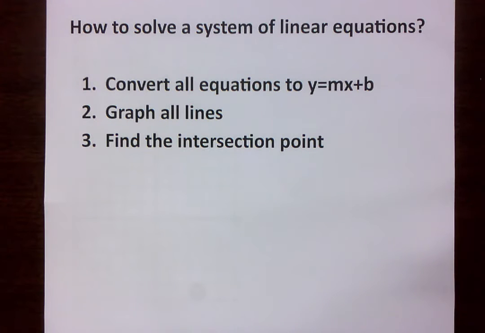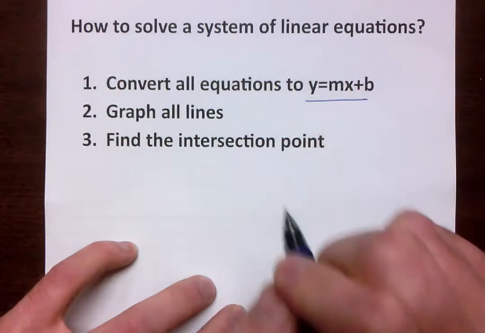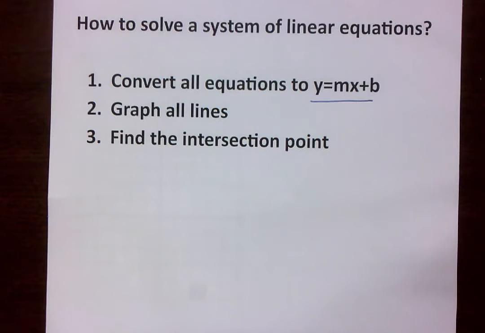How do we graph lines? Well, it's easiest to graph lines when our equation is in the form y equals mx plus b. We know the slope, we know the y-intercept. So, how are we going to do this? We're going to put our lines in slope-intercept form, we're going to graph our lines, and we're going to find the point of intersection.